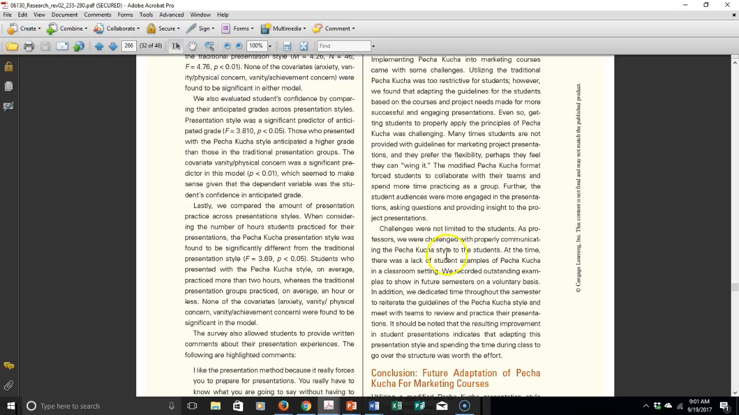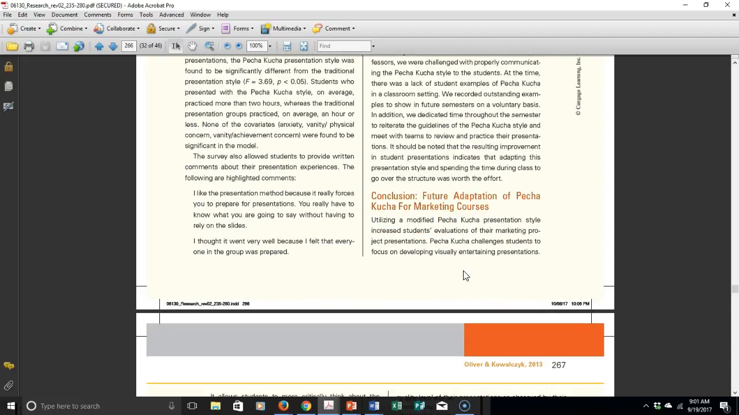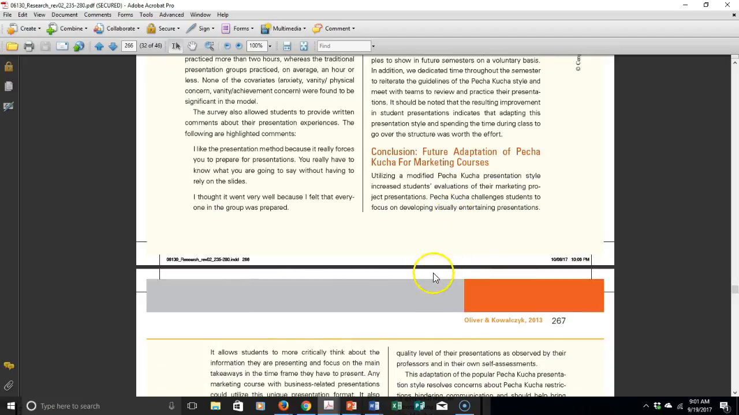Helping students understand what PechaKucha was a challenge, so the authors identify that. So there weren't that many examples, but what they did was they asked students if they would be willing to videotape them and use those as a resource. So basically what the authors are doing is providing faculty with some ideas about how to best utilize this approach. And then finally, of course, you always want to think about what can I do next? So what's the next step?